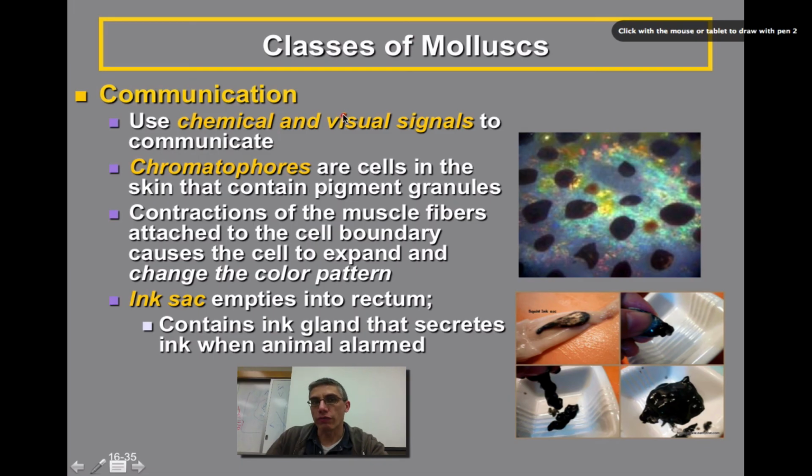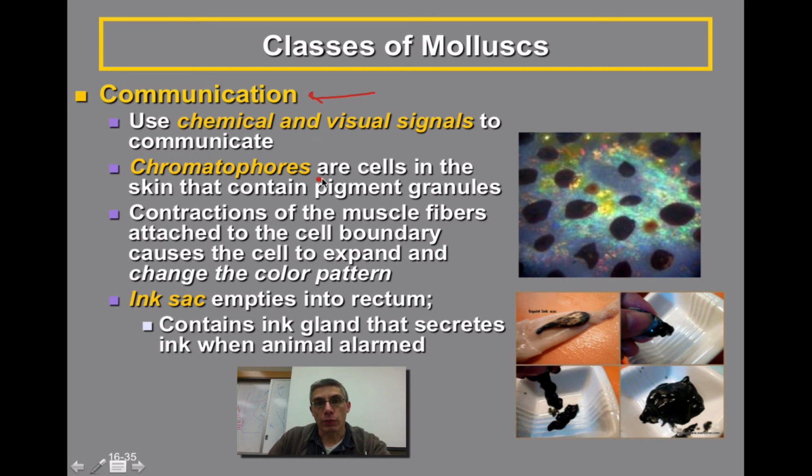So of course, with a very advanced nervous system and sensory system, you have a group of animals that have the ability to communicate with each other very efficiently. In fact, they're going to use chemical and visual signals to help them communicate. And that's not only communicating with each other, but also communicating with other organisms within their environment.